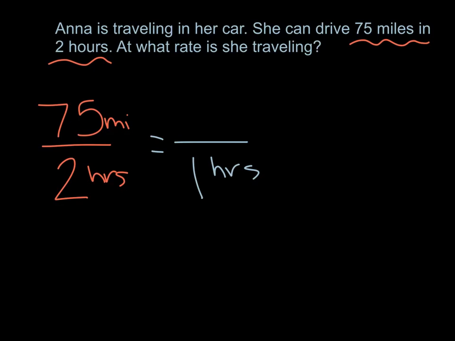We use proportional reasoning again. To get from 2 to 1, we divide by 2. So we do the same thing to the numerator. Here, we notice that 2 is not going to go into 75 evenly. So we have to set up a long division problem. 75 comes first in the problem before the divided by 2. So our 75 goes on the inside. Our 2 is on the outside.